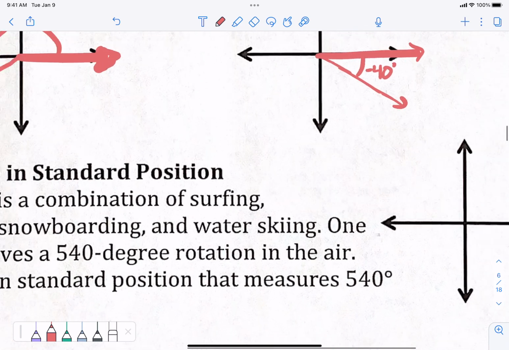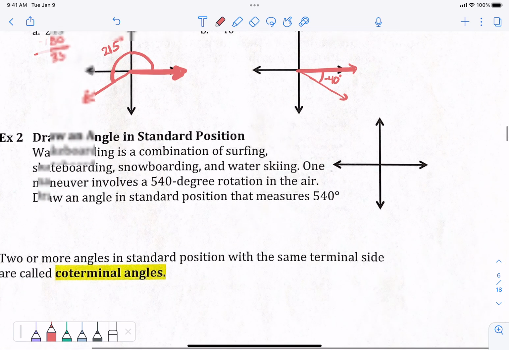Okay, let's go down to this one, which is going to be an angle that's bigger than 360 degrees. So here it is, Isaac. This is wakeboarding, and it's a combination of surfing, skateboarding, snowboarding, and water skiing. Whatever. One maneuver involves a 540-degree rotation in the air. If I'm standing facing you, or if I'm driving my car and I hit ice and I flip completely around and I'm still facing the same direction after I've turned around, I've done 360, right? This is more than that, okay? So we're doing 540 degrees.